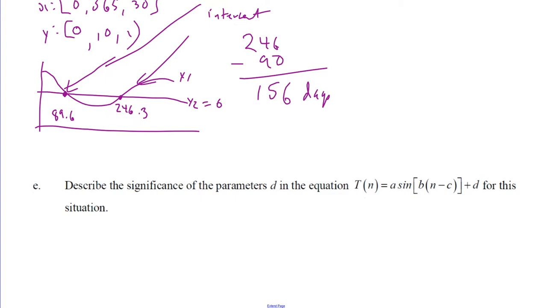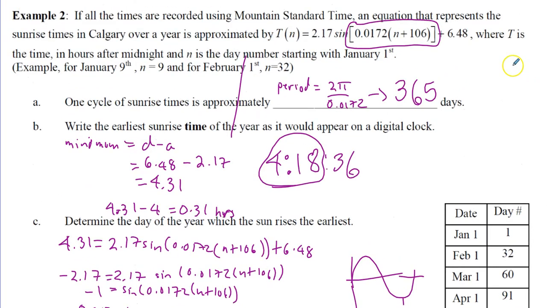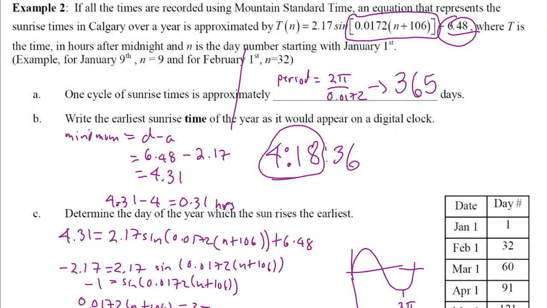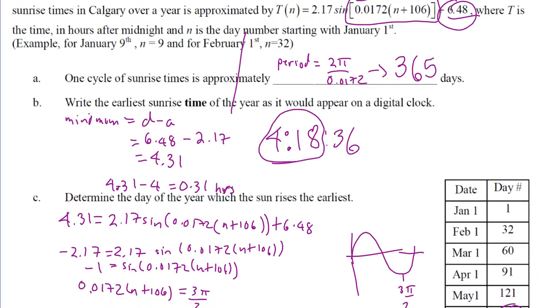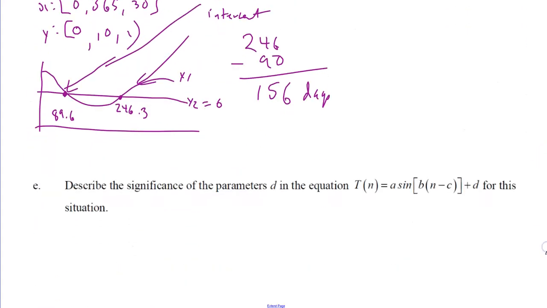Describe the significance of the parameters. The parameter d in this situation. So d is the midline, but in this case it's the median, right? And what that says is that half the time the sun rises, if we stayed on Mountain Standard Time, half the time the sun rises before 6.48. So 0.48 is almost 0.5. That's really close to 6:30 a.m., just a smidge in front. So half the year.